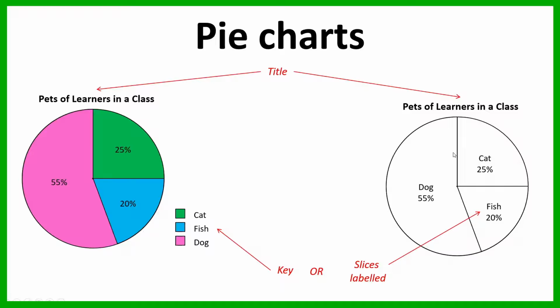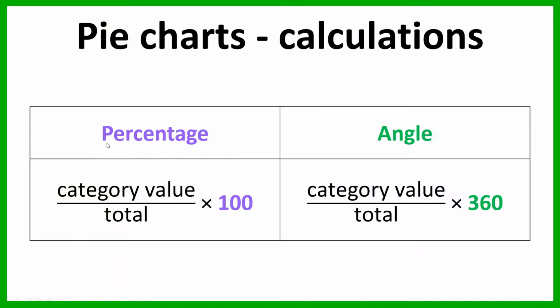Just be aware that it can be difficult to fit the labels in if the slices are small. And then you need to make sure that the percentages are filled in as well. In order to do your calculations, you need to know how to work out the percentage and the angle for when you're going to draw your pie chart.